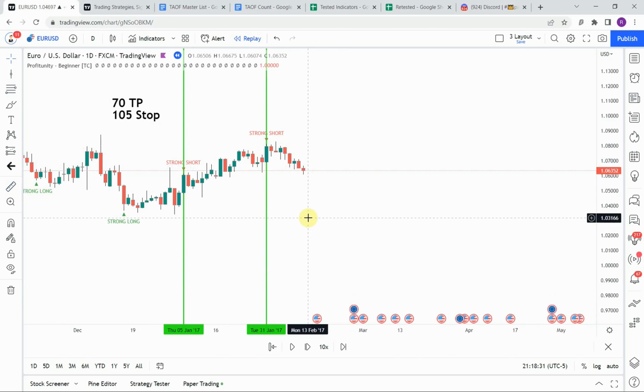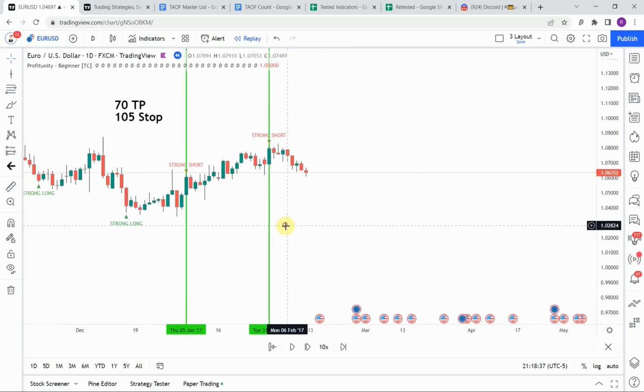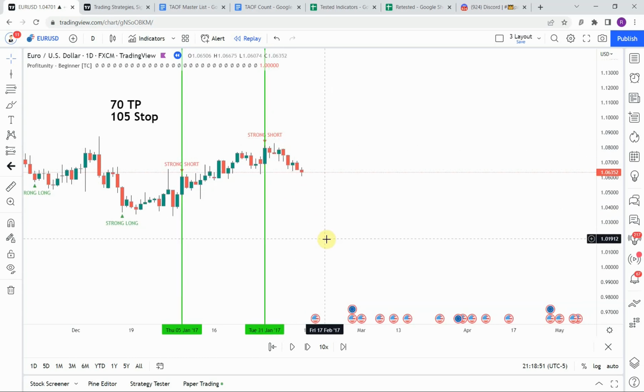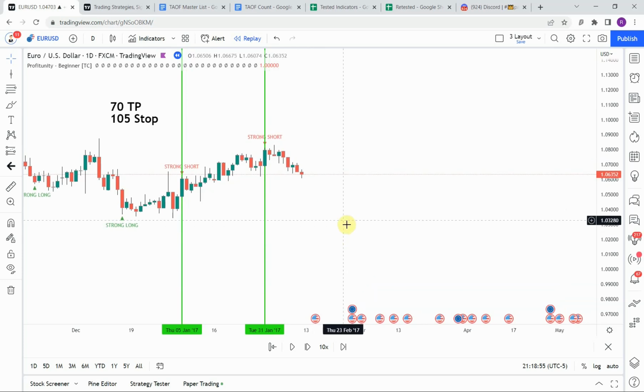All right, the next signal that we pick up is also another short signal. You can see that we get that strong short right there. And we get a little bit of indecision here as we kind of come down, push up, and then back down, and kind of back up. And then we finally get that push to the downside that we're looking for. And that does come down and get us to our take profit as well. Let's go ahead and continue on.